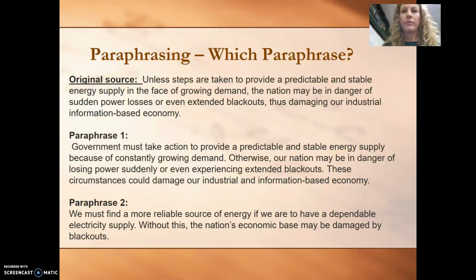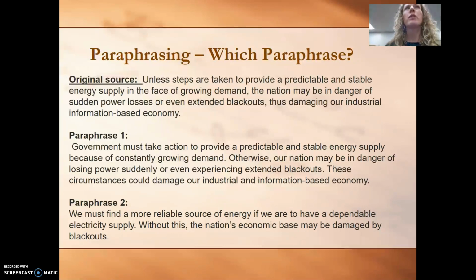Provide the predictable and stable supply. In the face of growing demand, the nation may be in danger of sudden power losses or even extended blackouts, thus damaging our industrial information-based economy. Okay, so that's our source. Let's read the paraphrases and see which one is a better paraphrase.